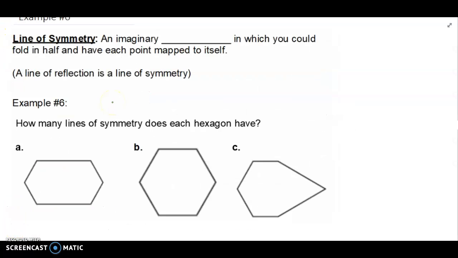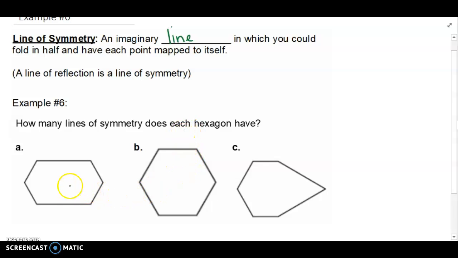All right, line of symmetry. Now you see these objects, and I'll ask, does it have a line of symmetry? So it's just an imaginary line through a shape in which if you folded it in half, it would lay on top of each other. So it says a line of reflection is a line of symmetry. So it's symmetric about that line of reflection.